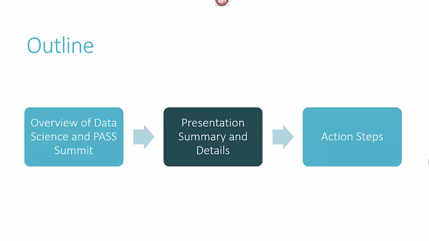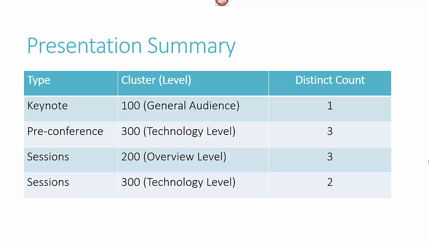Now let's talk about the presentation summary and details. These are presentations that will be done during PASS Summit. Now, I've categorized them into these 4 rows. The first row here is a keynote presentation, and there's going to be one of those. Pre-conference, there's going to be 3 presentations I feel that are going to talk about aspects of data science. And as far as the sessions, we have 5 sessions that will be talking partly, if not entirely, about data science.